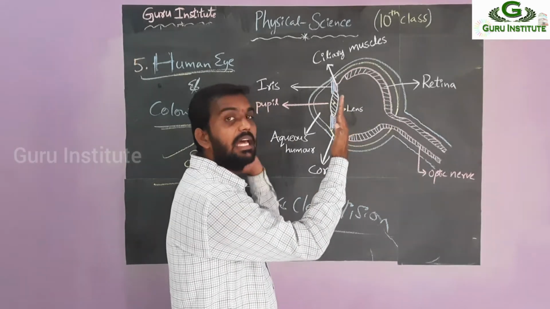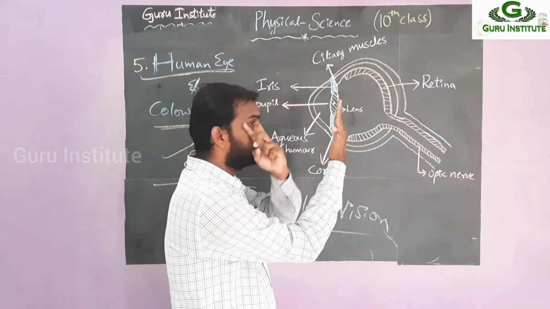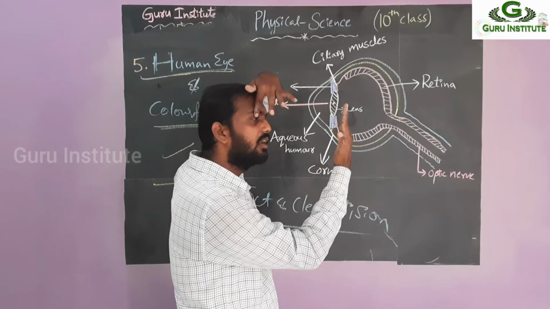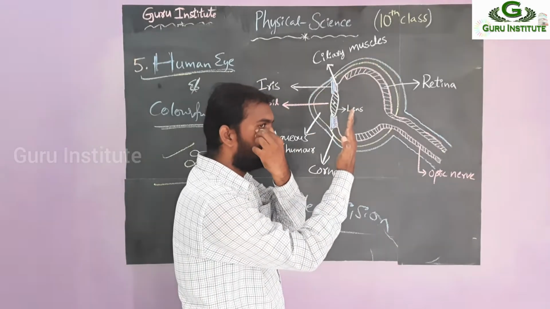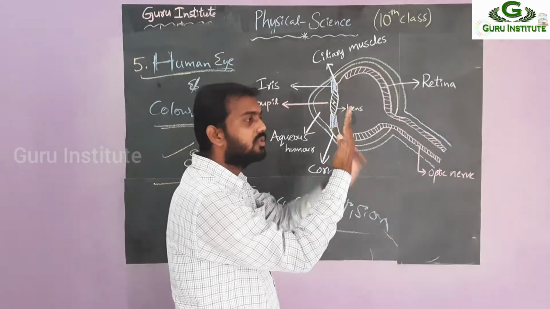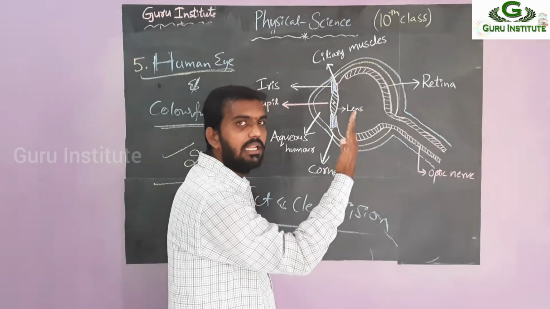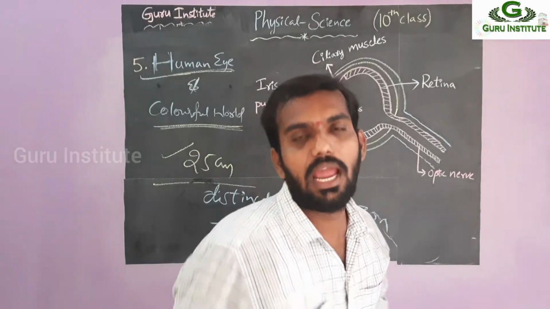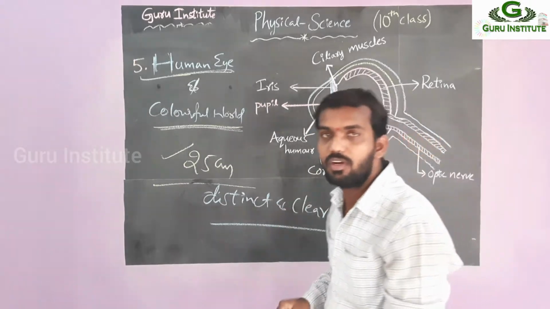Now measure the angle between the top one and bottom one with respect to your eye. I am seeing from this eye. From the top of this eye, draw one imaginary line, and from the bottom of this eye, the eyelid, draw another line. In between these, wherever you get a clear image, you can find the angle. That angle is called, what is that? Clear distinct angle. That is the minimum angle for distinct vision.